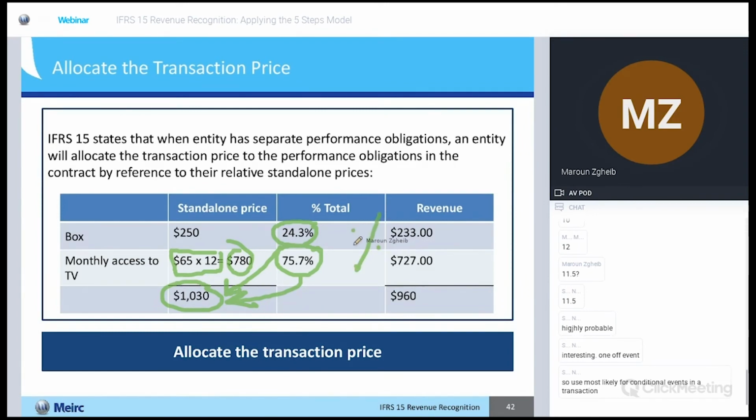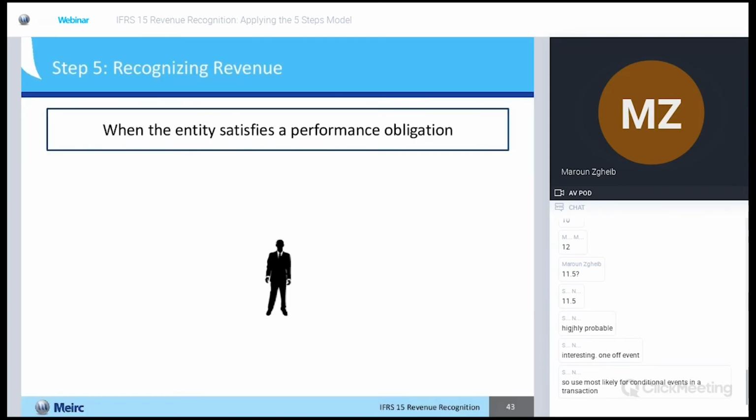So I allocate pro rata. 24.3% times the 960 gives us 233, and 75.7% times 960 gives us the $727. So the amount of revenue to be allocated to the box is 233, and the amount to be allocated to the monthly access is 727. This is the allocation of the transaction price.